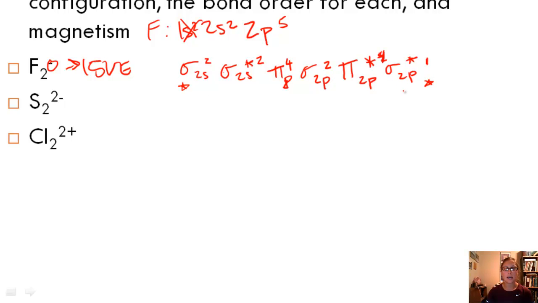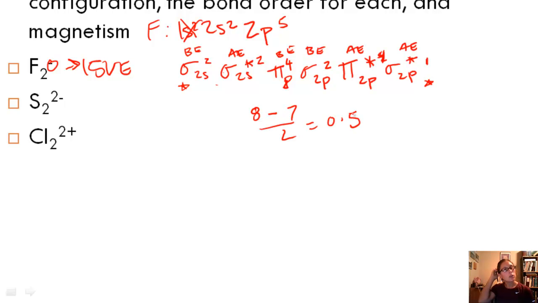Now let's look at bond order. We need to look at bonding electrons and anti-bonding electrons. These are bonding, these are anti-bonding, these are bonding, these are bonding, these are anti-bonding, and these are antibonding. If we add up all the bonding electrons, we have 2 plus 4, so we have 6, 7, 8. So it's 8 minus antibonding, 1, 2, 3, 4, 5, 6, 7 over 2, and that gives us 0.5. So this molecule will occur, but not a whole lot.